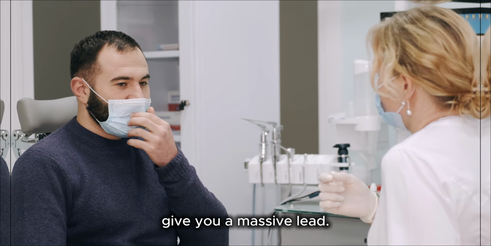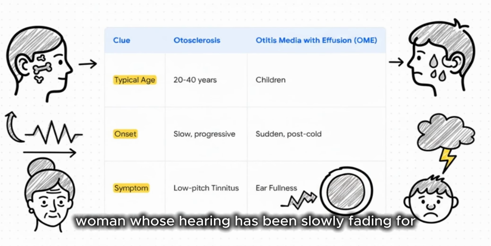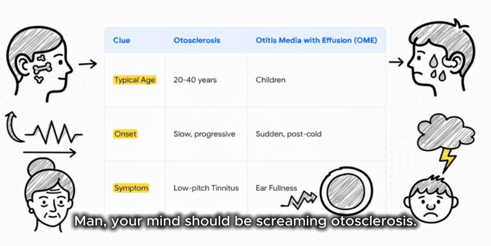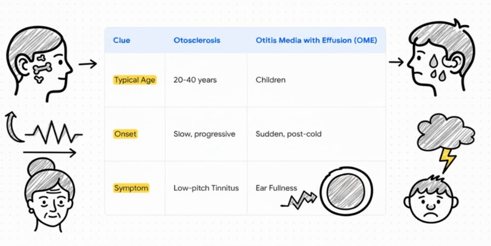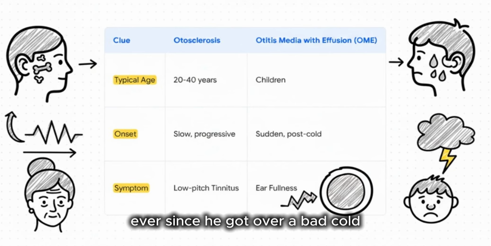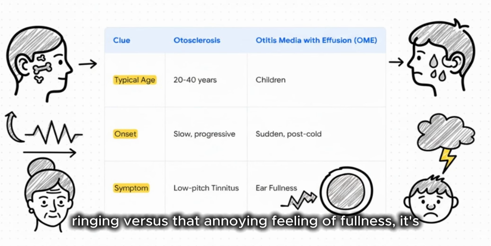You know, just listening to the patient can give you a massive lead. Think about it. Are you talking to a 35-year-old woman whose hearing has been slowly fading for the last couple of years? Man, your mind should be screaming otosclerosis. But what if it's a little kid whose mom says his ear has been plugged up ever since he got over a bad cold last week? That story points straight to OME. Even what they complain about, a low-pitched ringing versus that annoying feeling of fullness, it's all part of the puzzle.